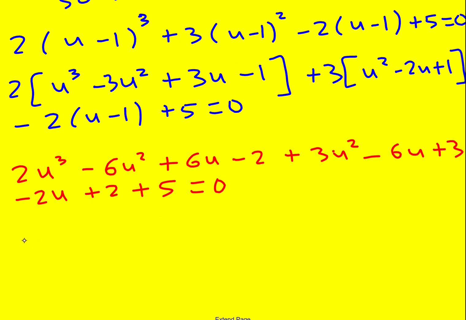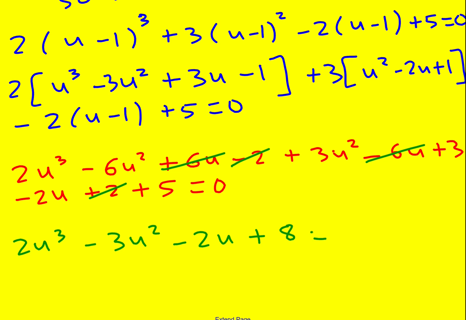Okay, so I've got 2u cubed. Then I've got a minus 6u squared and a plus 3u squared. So that's going to become minus 3u squared. I can actually cancel out the 6u and the minus 6u to make life a bit easier. So I'm going to be left with minus 2u. And I see I've got a minus 2 and a plus 2, so I can cancel them out. And I'm going to be left with plus 8. That is our simplified answer.